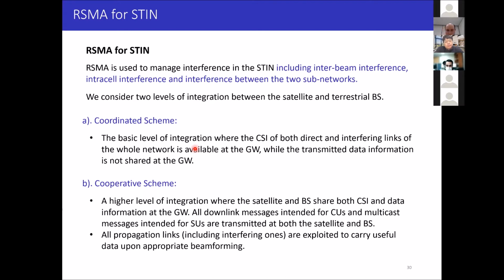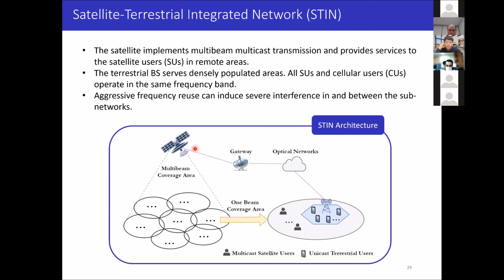So the coordinated scheme is when you share the CSI with a gateway. The CSI of those cellular users and the CSI of those satellite users are shared with the gateway, and the gateway will design the architecture, for instance, the rate splitting or the SDMA on the satellite site and on the terrestrial site, but jointly, such that we can minimize the interference between satellite and terrestrial.